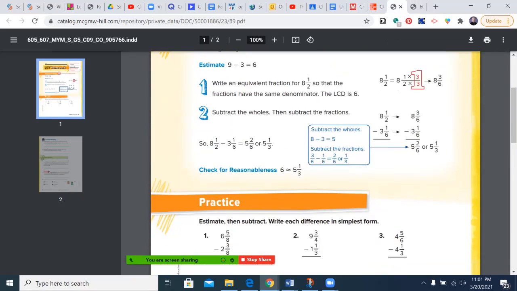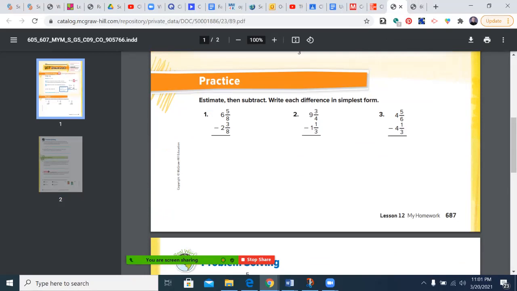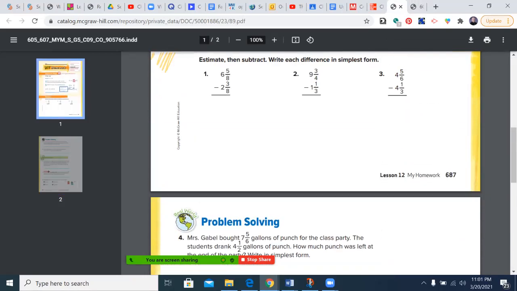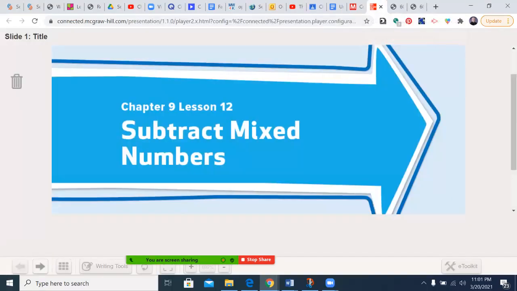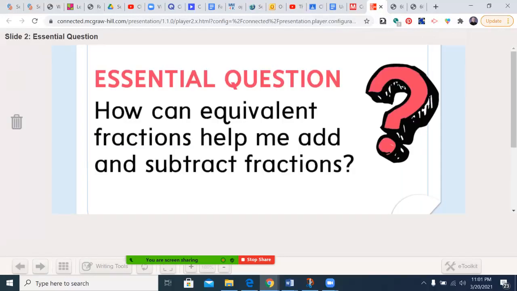Let's look at the homework for today. We're going to do the exact same thing, except we're going to subtract. Other rules apply. Making sure we have a common denominator. There is a possibility, and we'll see if once we get into the work, that you could have to borrow. And we'll talk about that if we come to it. The essential question in lesson 12, how can equivalent fractions help me add and subtract fractions? Simple answer, I can't unless I have the equivalent fraction.